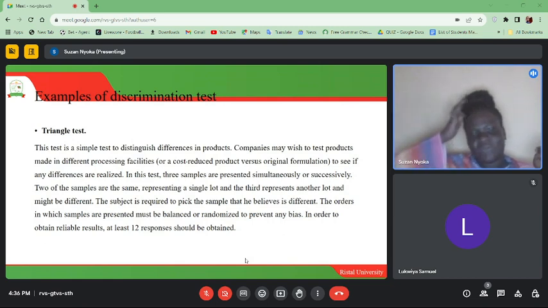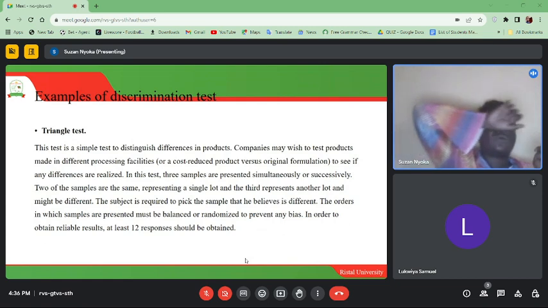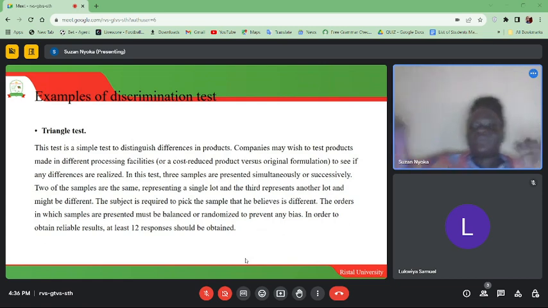The order in which the samples are presented must be balanced or randomized to prevent any bias. In order to obtain reliable results, at least 12 responses should be obtained. In this triangle test, you put 3 different products, where 2 of the products are the same and one is different. So you need to have around 12 respondents to figure out the different product.